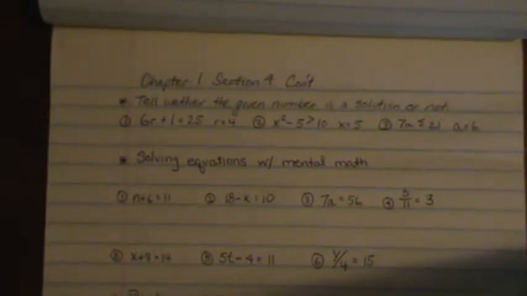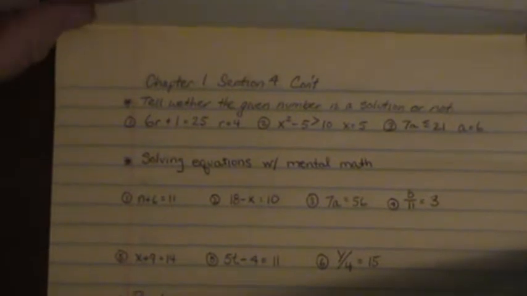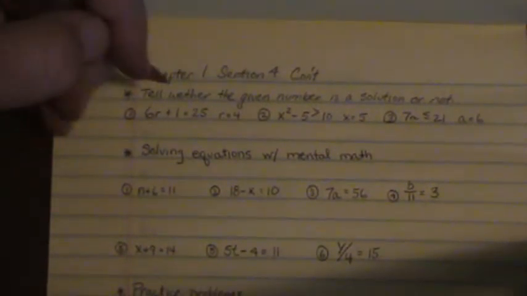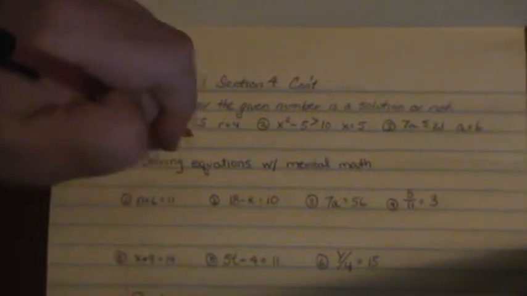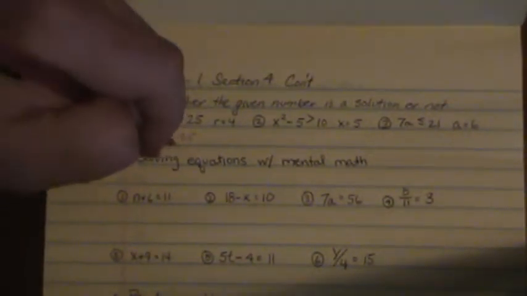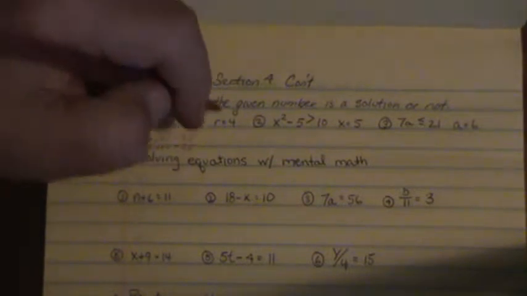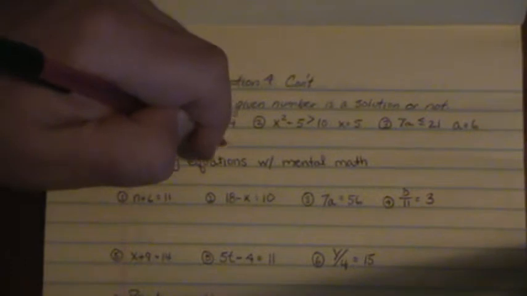Chapter 1, Section 1 continued. They want you to tell if the given number is a solution or not. So here they tell you r is 4, so we plug in 6 times 4 plus 1 is equal to 25. Then 6 times 4 is 24 plus 1 is equal to 25. So is 25 equal to 25? Yes, it is, so this one works.